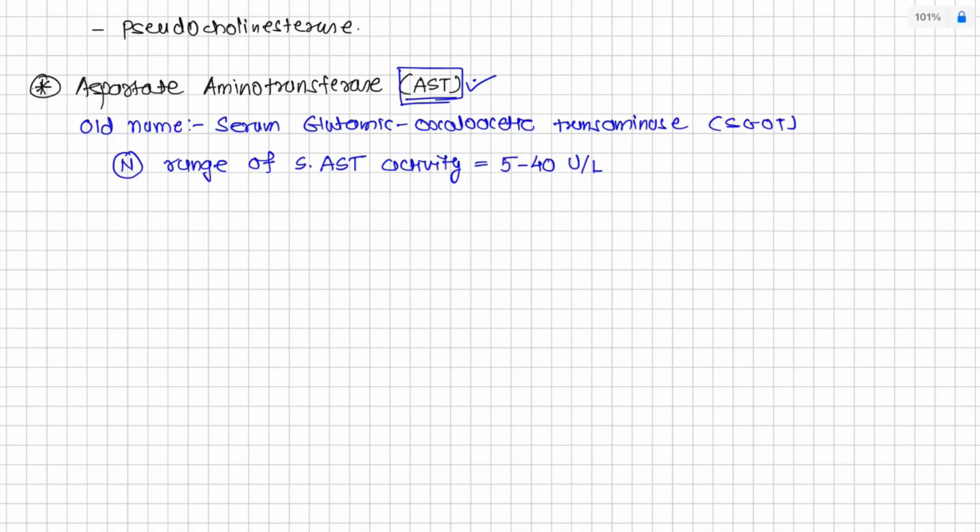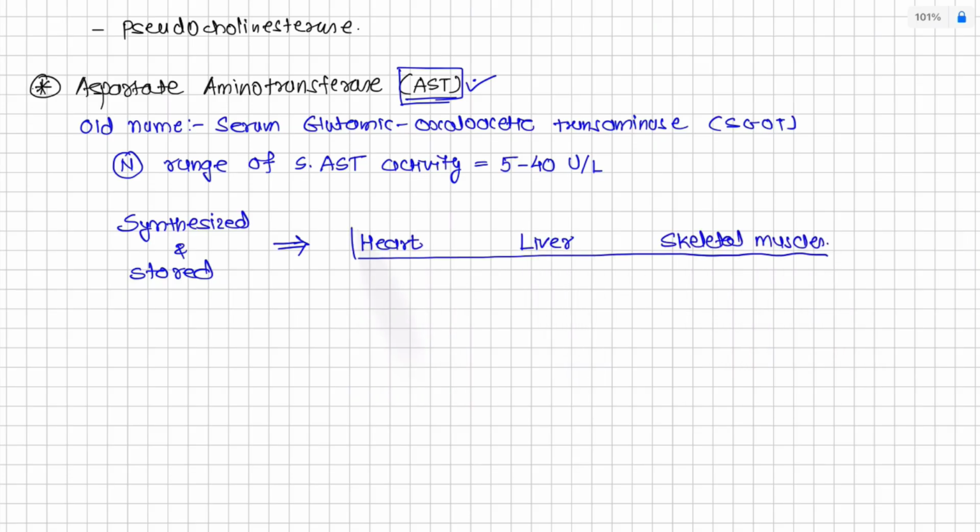Aspartate aminotransferase is primarily synthesized and remains stored in the cells of heart, liver, and skeletal muscle. So, if any of this tissue is diseased or damaged, it leads to release of aspartate aminotransferase from the cells to the serum, leading to increased serum aspartate aminotransferase activity.